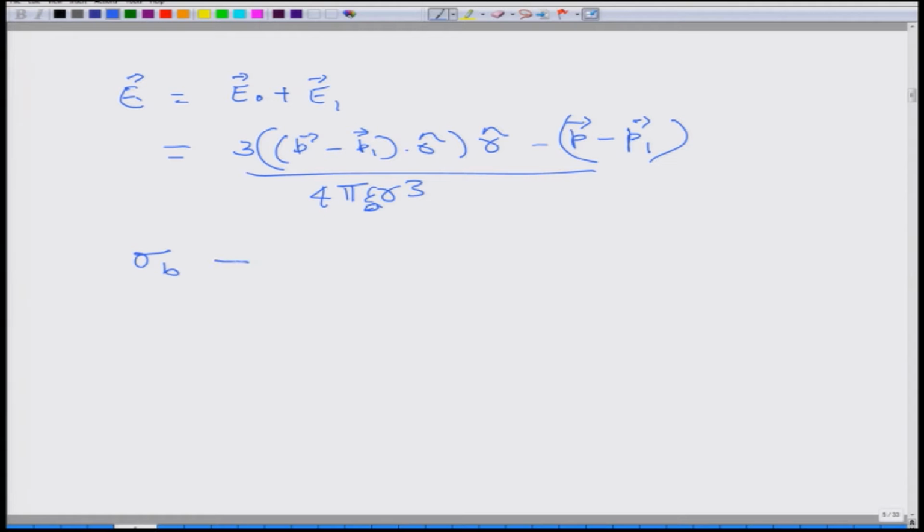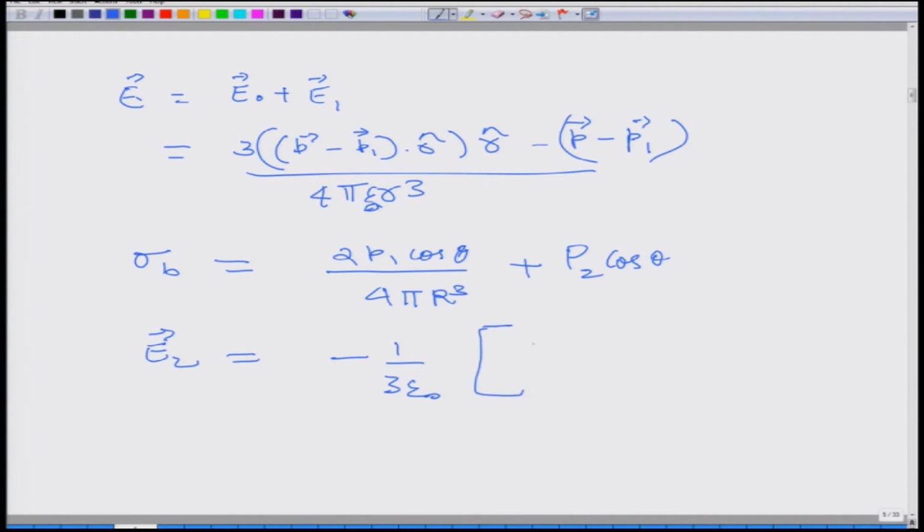But now the bound charge density has changed, because the bound charge density is now given by 2p1 cos theta, which is due to p0, by 4 pi r cube plus p2 cos theta. So therefore this in turn induces an electric field which is minus 1 over 3 epsilon times 2p1 by 4 pi r cube plus p2 along z cap direction.